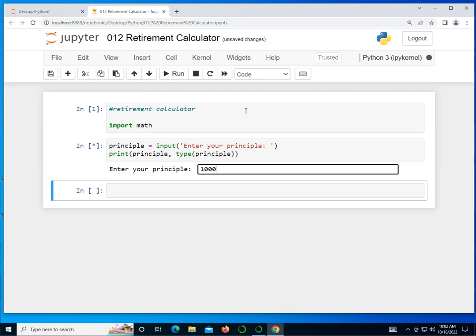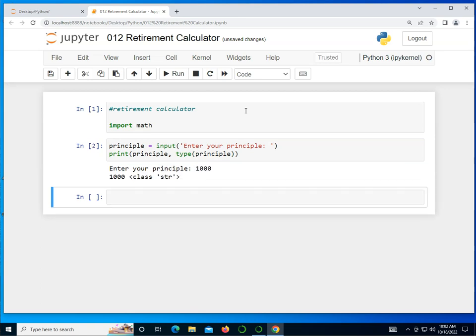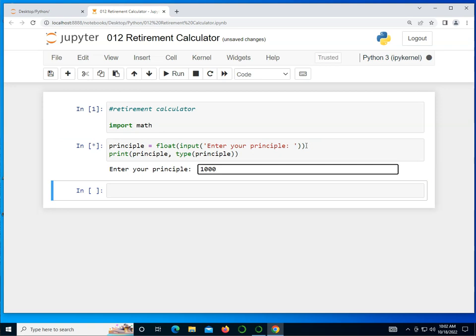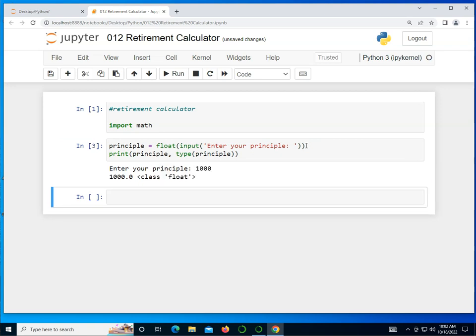So if I put in $1,000, notice it puts out that it's in fact a string. Everything actually comes in as text when you read it from the screen, whether it's from the command line or, as we learn later in these series, from graphical user interfaces. We can, of course, change it on the fly. I want this to be a floating point, which is a real number. If I do that and put in 1,000, it converts it on the fly to a floating point.